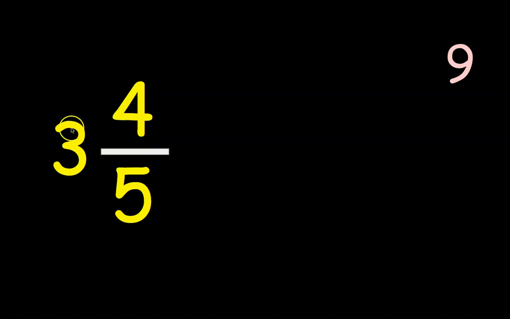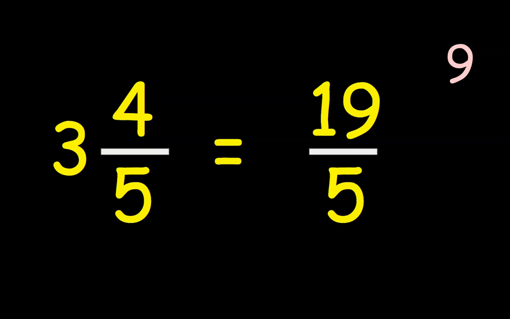3 whole pizzas, goodness. And a pizza that was cut into 5 and we eat 4, that's 1/5 short of another pizza. Okay. Since this pizza here was cut into 5 equal pieces, let's do the same here. 1 of them will give me 5, 2 of them will give me 10, 3 of them will give me 15, plus these 4 slices here, 19/5.